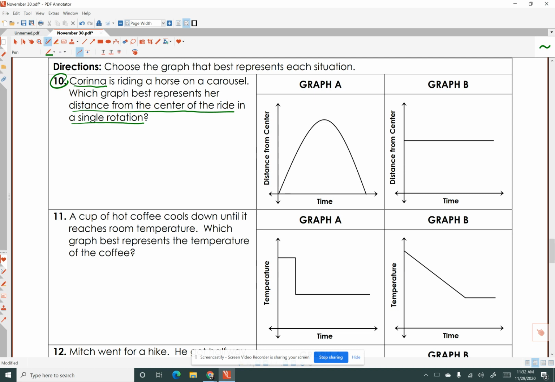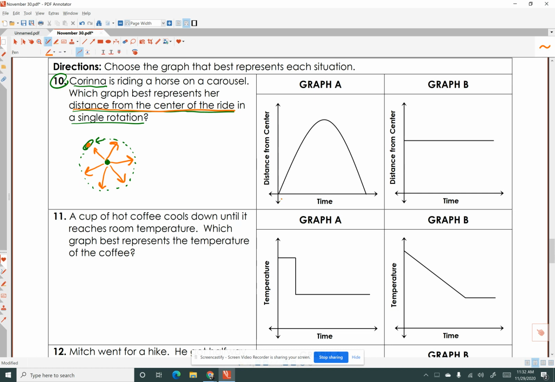Let's pretend we're looking down on this carousel. We have maybe a pole in the center, and this is going to be our horse. And the horse is going around and around and around the carousel. And Karina is on the horse. So we're talking about the distance from the center of the ride. Basically, we're talking about the radius. And if she's going around and around on the carousel, then the radius will remain constant.